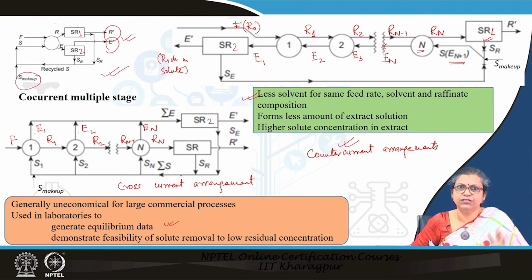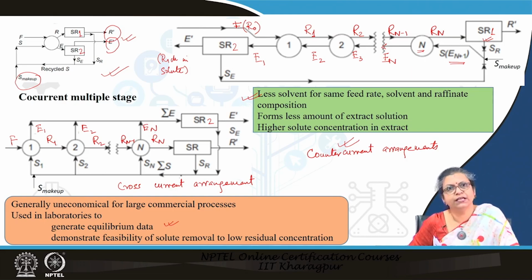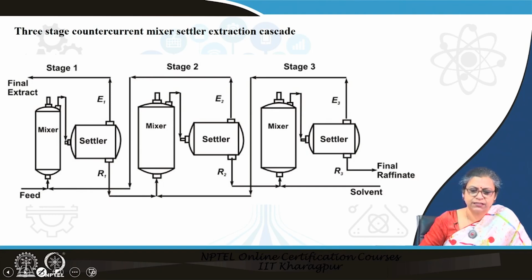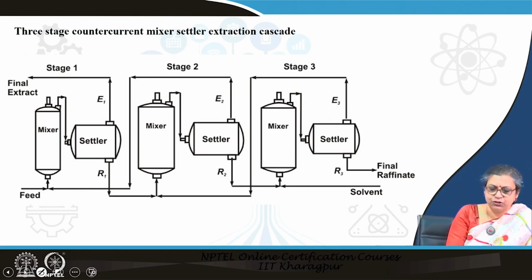Just for testing the feasibility and for generating equilibrium data, particularly for laboratory scale operation, the co-current operation can be used, or else for most of the cases we use a counter current arrangement. So, a typical 3-stage counter current arrangement of mixer settlers has been shown here.